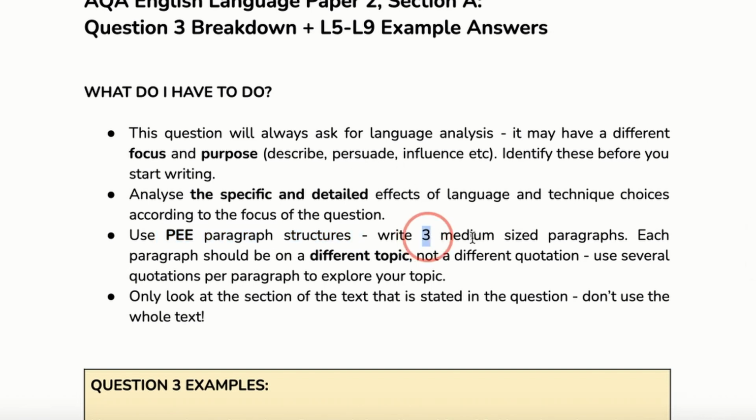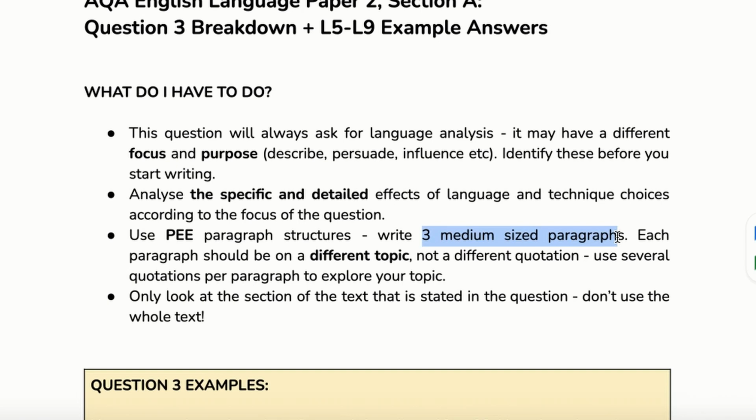I always aim for 3 medium-sized paragraphs because it's a 12 marker. Usually on an 8 marker, you write about 2 to 3. So for this one, you want to write 3 to 4 paragraphs. It's not how many paragraphs you write, it's how well they're written. So the quality is more important than the number of words that you write, or the length of your paragraph, or the number of paragraphs.